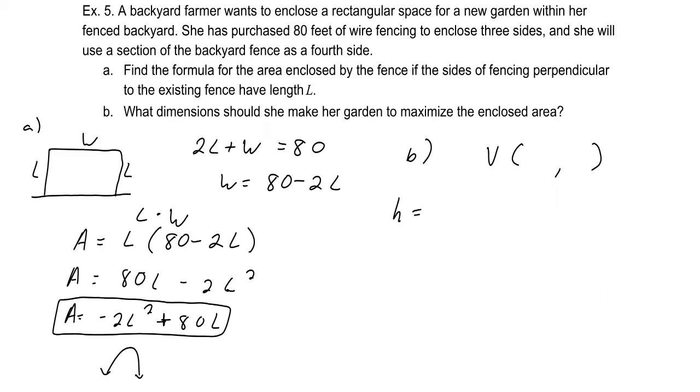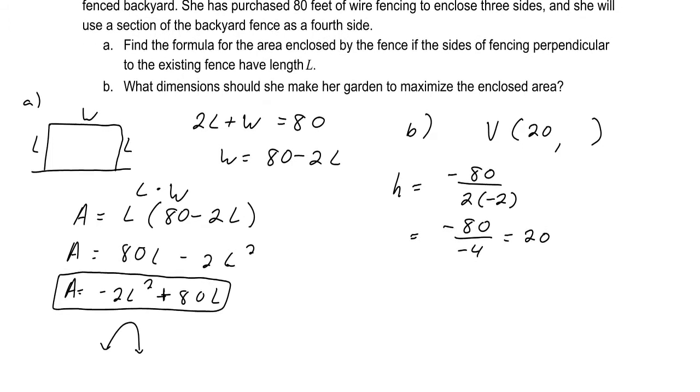That would be negative b over 2a. That would be negative 80. And 80, negative 80, or positive 80, is the b value because it's the coefficient on L. Whereas a is negative 2 because that is the coefficient on L squared. So that would be minus 80 divided by minus 4, which is 20. All right. So that is actually my L.